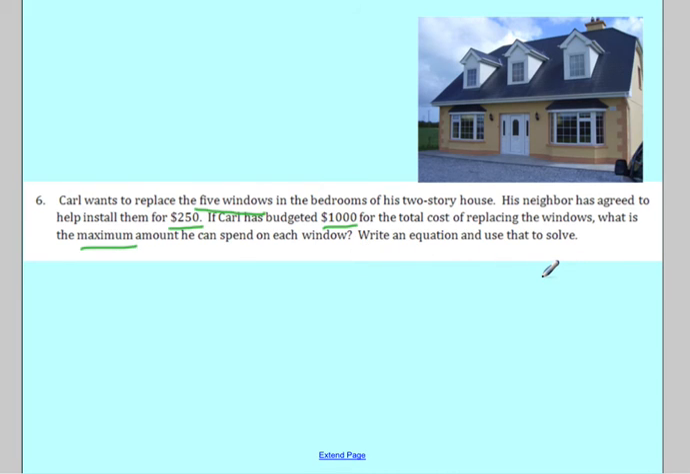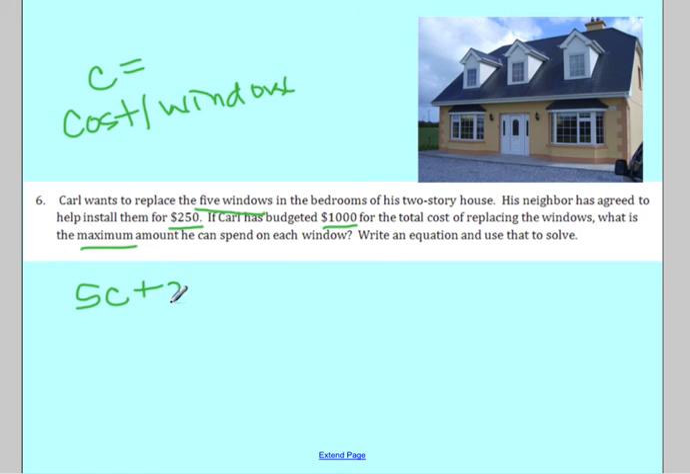Okay, well, he has 5 windows. Okay, and I want to know the cost per window. So I'm going to let the cost per window equal C. Okay, Carl's going to buy each window, and we want to know the cost that each window will cost. So if we have 5 windows times the cost, okay, that's how much he would spend at the store to buy the windows. But he also has to pay for the labor to install them. So it's plus 250. And when I do this, it will equal 1,000, okay?